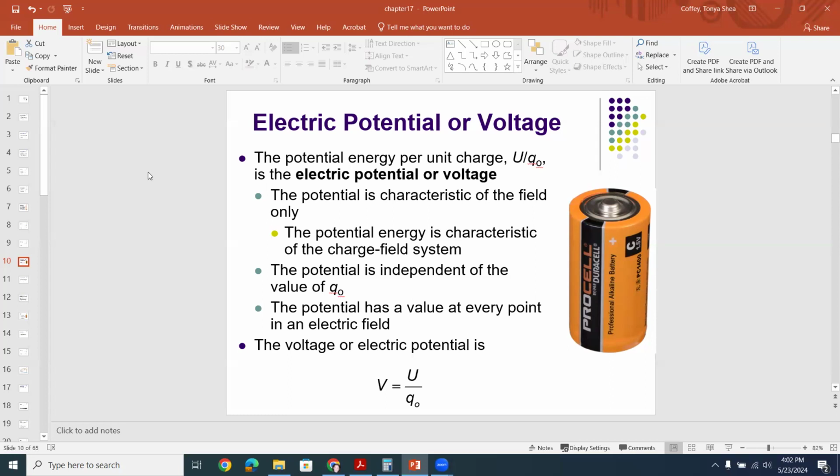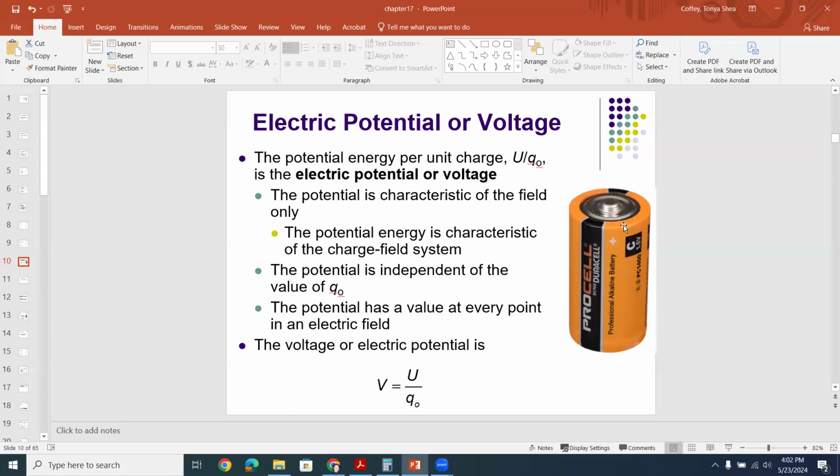So the potential energy characterizes the charge field system, but the electric potential or the voltage only characterizes the electric field. The voltage is independent of Q naught. And the voltage has a value at every point in the electric field. So we're going to go ahead and define it. We're going to use uppercase V to symbolize voltage here. And so voltage V is equal to the electric potential energy U divided by the charge Q naught.